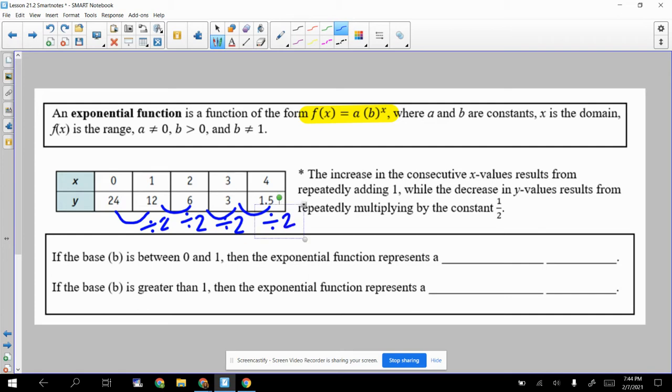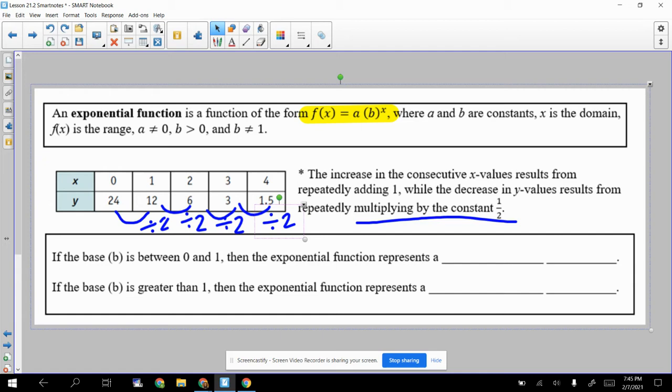Okay, so what they're doing each time, it says the increase in consecutive x values results from repeatedly adding 1. So that's what's happening with the x values, while the decrease in y values results from repeatedly multiplying by the constant 1/2. So remember that multiplying by 1/2 is the same as dividing by 2. Okay, so to relate it back here in a minute, we'll be talking about whether it would be a geometric or an arithmetic pattern. So this one, because it's multiplying by 1/2, it would be geometric, right? From what we did in the last unit.